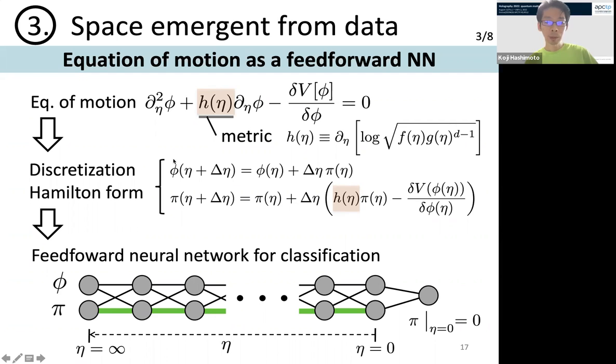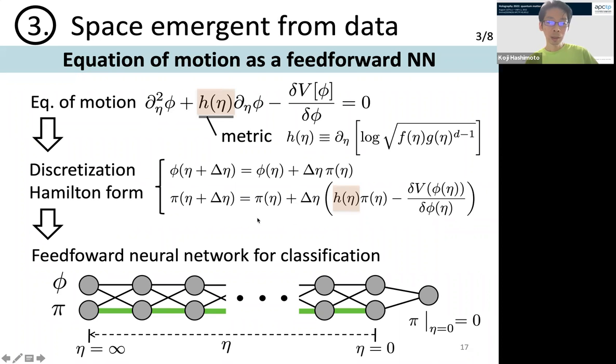Okay. The unknown part, h of eta, appears here, and also the potential term, which is also unknown, appears here. So in the equation of motion, or Hamilton equation of motion, there is an unknown part here.